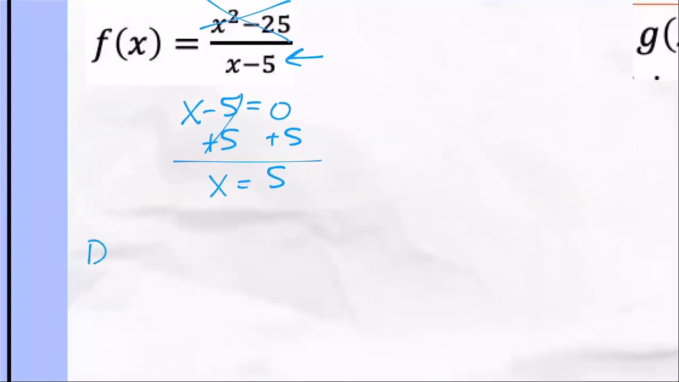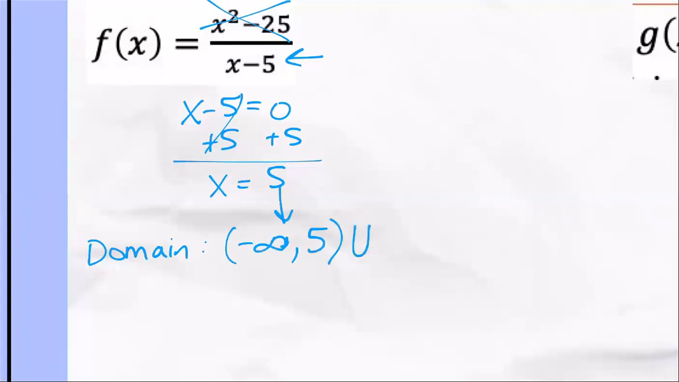So let's look at how we do that. My domain originally would be all numbers, right? Negative infinity to infinity. However, I have to take this 5 out. So it cannot be negative infinity to infinity. I know that negative infinity is smaller than 5, so I'm going to go all the way from negative infinity until I reach that number I can't have, which is 5.